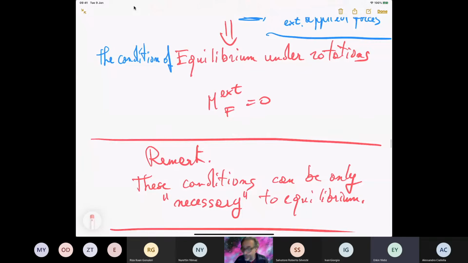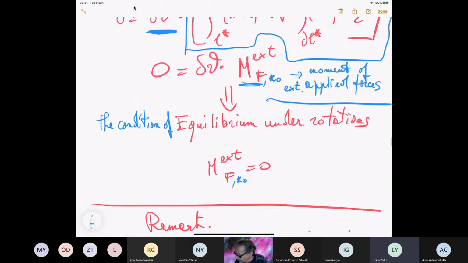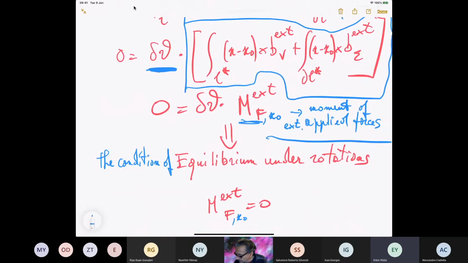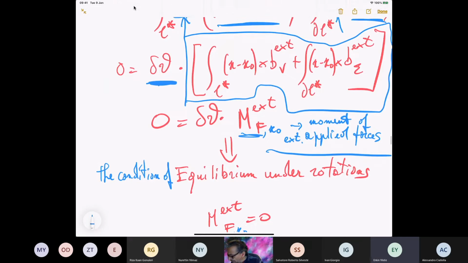Professor, may I ask a question? Yes. What is the difference between when we wrote the equation, the b volume external and b sigma external in the formula? This one and that one. This is a force per unit volume, and this is a force per unit surface.